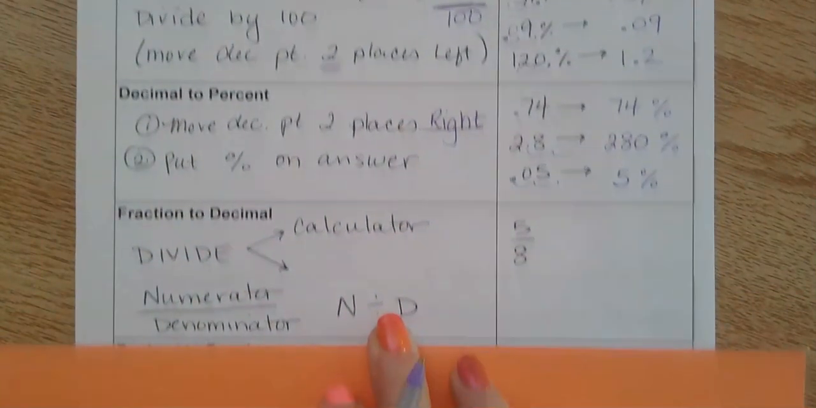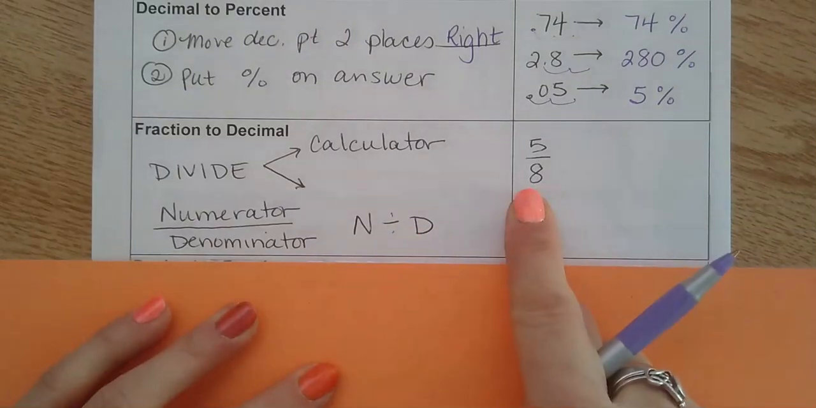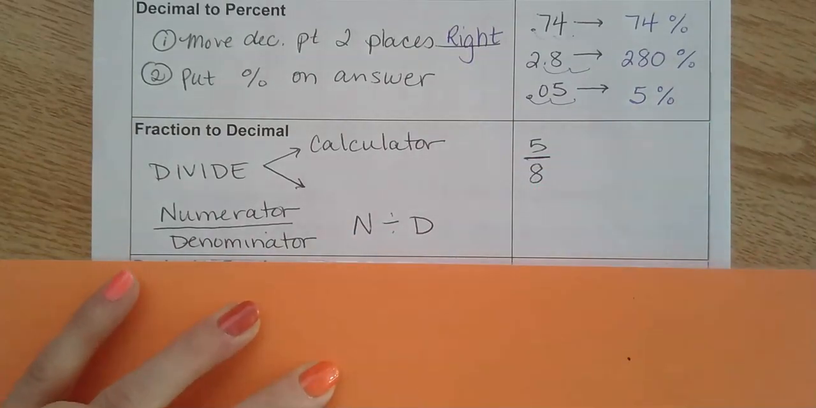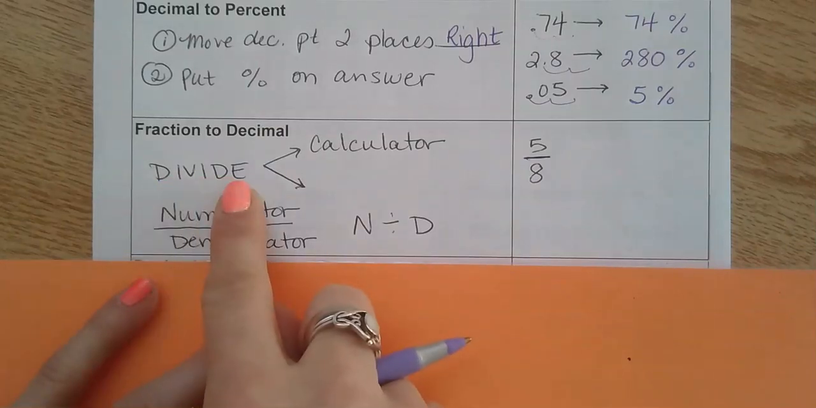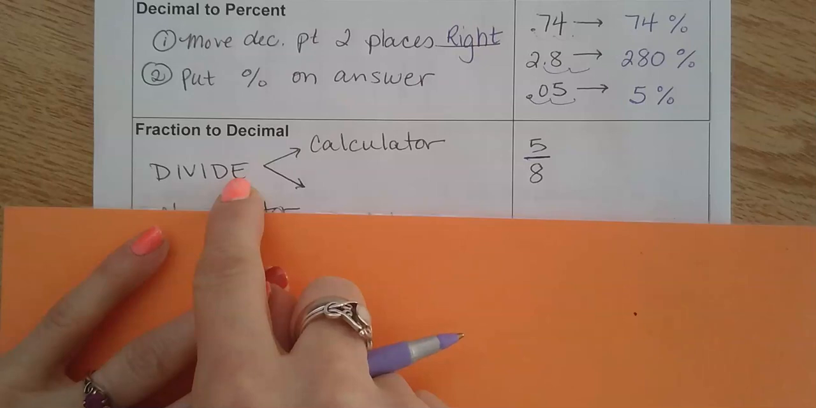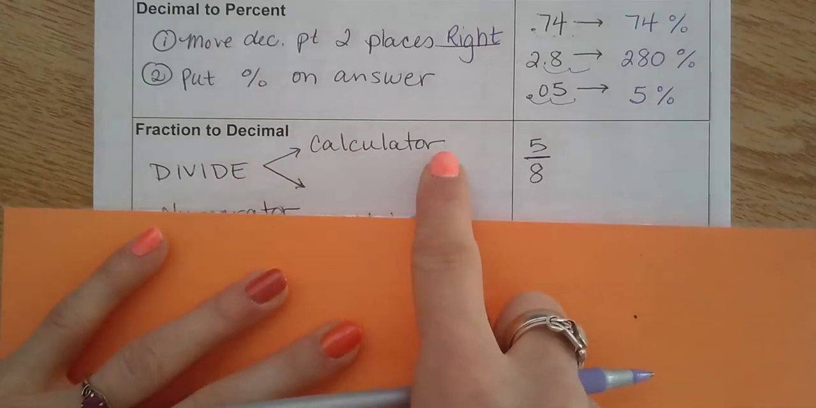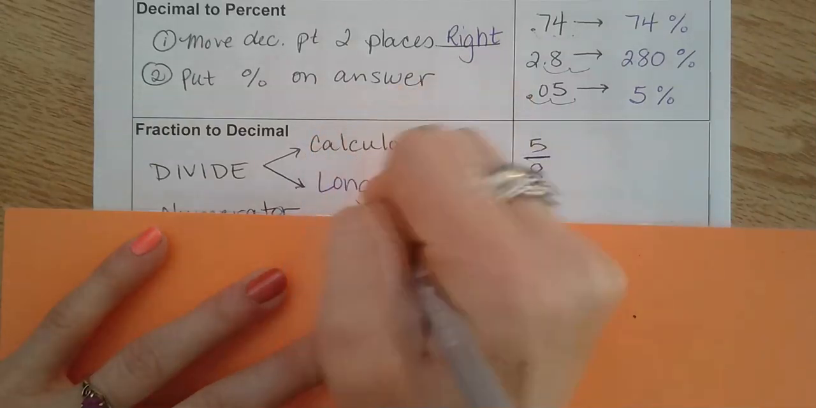Okay, my next one, converting fractions to decimals. So anytime they give you a fraction like this, we know that this bar means to divide. So go ahead and write down that we just have to divide. And our 2 methods for dividing: put it in your calculator, right? Or we all know how to do long division.